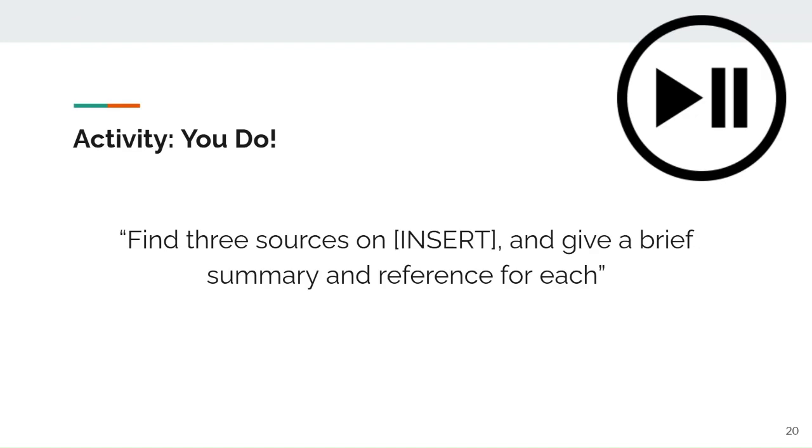Let's run through another example of the research interrogation strategy. You can use ChatGPT again, or choose another Gen AI program that you've seen before. Firstly, choose a topic relevant to your teaching area that you might want to research. Then, plug into your program what you see here on the screen. Find 3 sources on the insert and give a brief summary and reference for each. You can pause the video here to do that.